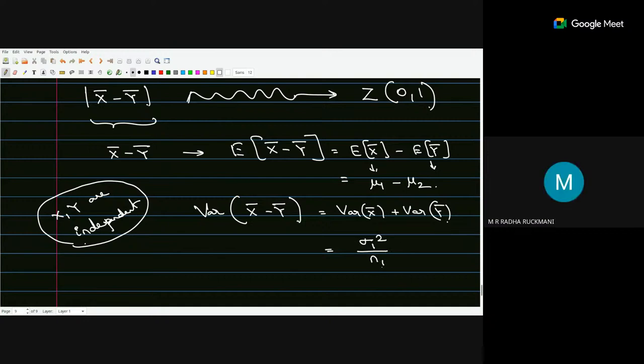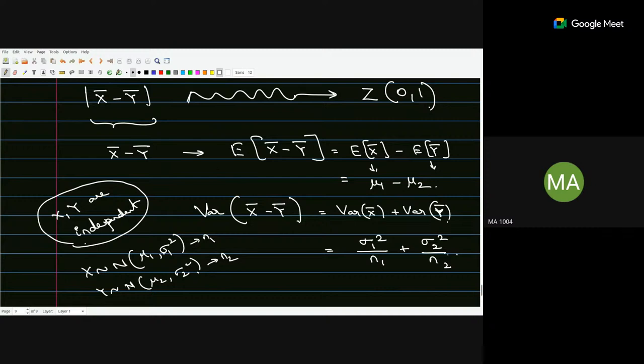I have n1 samples with x distribution having variance sigma 1 square, plus, what is the variance of y bar? Sigma 2 square by n2. So x follows mu 1, sigma 1 square, y follows mu 2, sigma 2 square, and x has drawn n1 samples, y has drawn n2 samples. Variance of x bar will be sigma 1 square by n1, variance of y bar will be sigma 2 square by n2. Okay. So now I have the mean, which is mu 1 minus mu 2, and the variance, which is sigma 1 square by n1 plus sigma 2 square by n2.